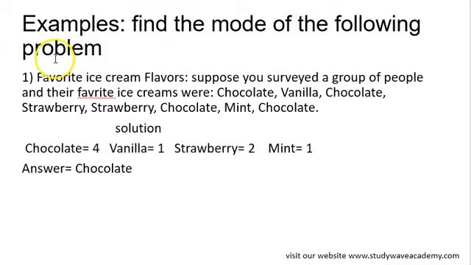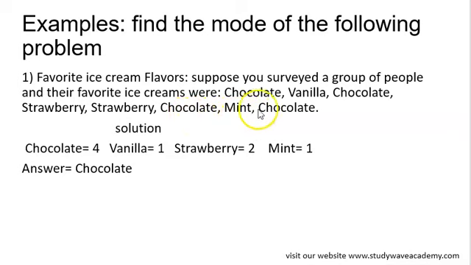We have here, find the mode of the following problem. Favorite ice cream flavors. Suppose you surveyed a group of people and their favorite ice cream flavors were chocolate, vanilla, chocolate, strawberry, chocolate, mint, and chocolate. So we have to find the mode of this problem. So what do we do first? We write out these flavors and count how many times they appeared.